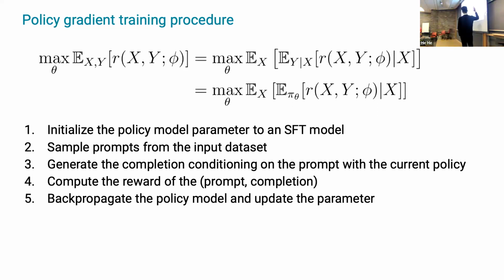Let's explain it in English. First, we initialize the policy model parameters. The most common way is to initialize with the SFT or instruction fine-tuned checkpoint. Then we sample the prompt from the dataset, hopefully the same distribution but held out from the RM training prompts. Third, we generate a completion conditioned on the prompt using the current policy, then compute the reward with the reward model, backpropagate to update the policy parameters, and repeat.